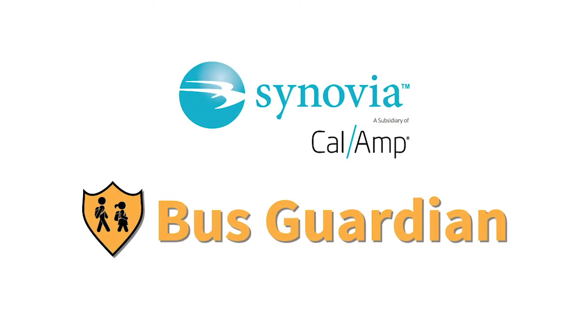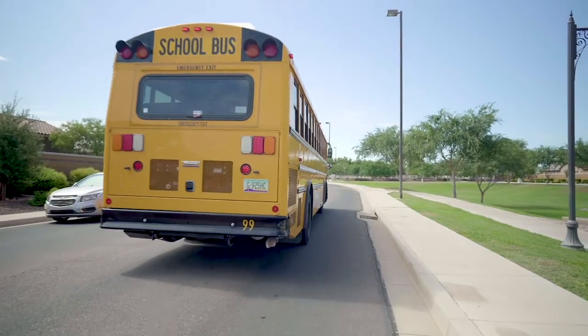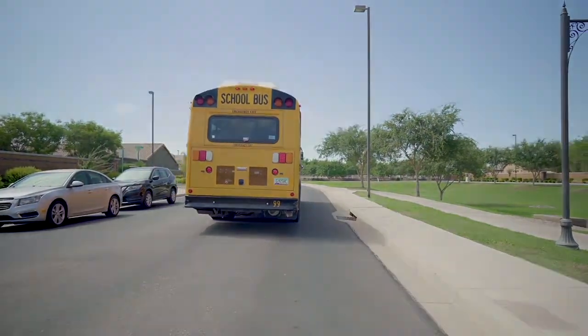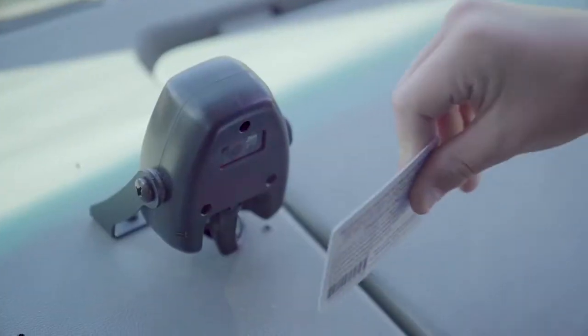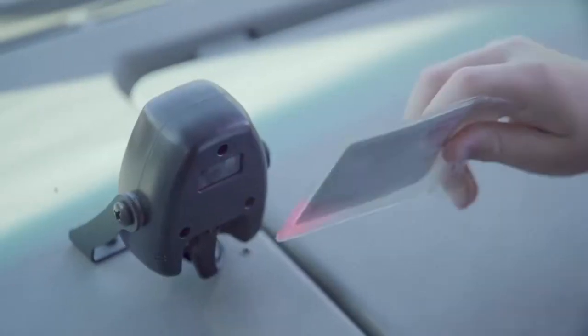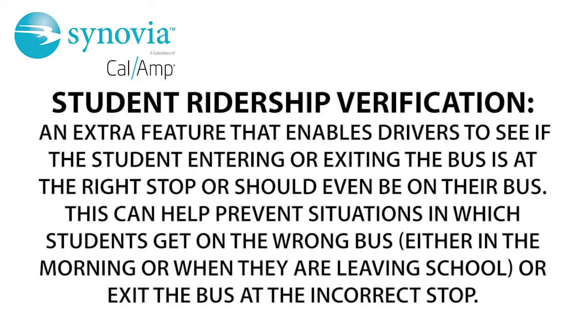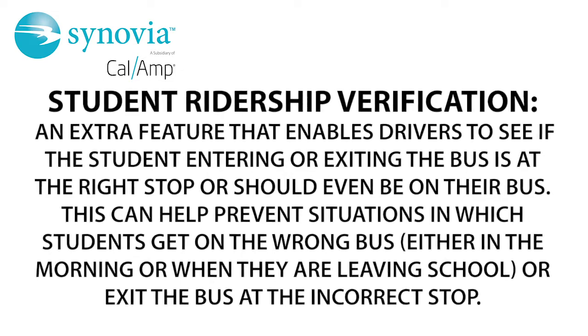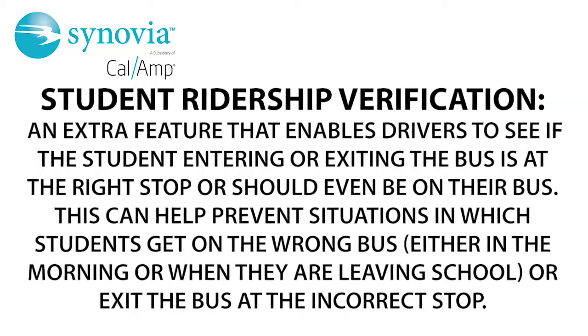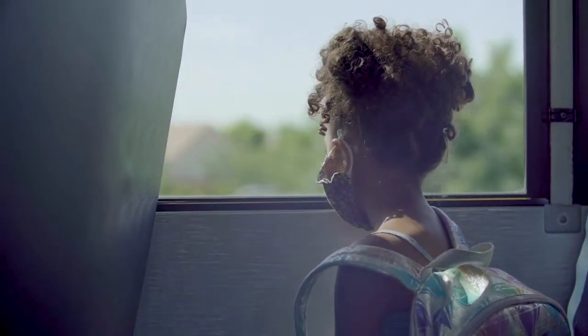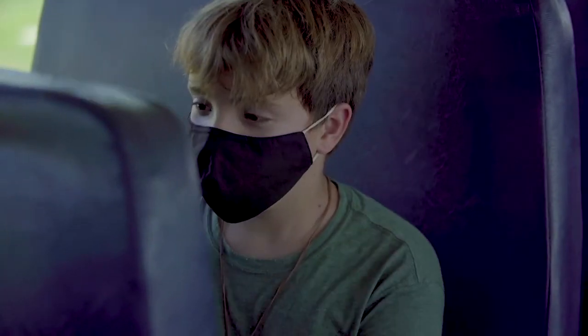Bus Guardian starts with our popular student ridership feature. It's a snap for drivers to use. Student ridership is student tracking software that enables school administrators and parents to see when their students have scanned on and off the bus. Student ridership verification is an extra feature that enables drivers to see if the student entering or exiting the bus is at the right stop or should even be on their bus.